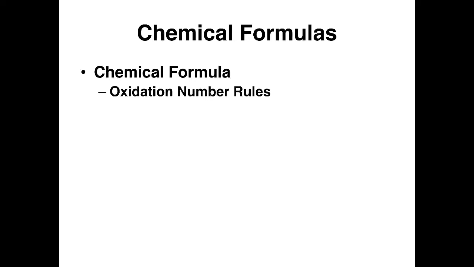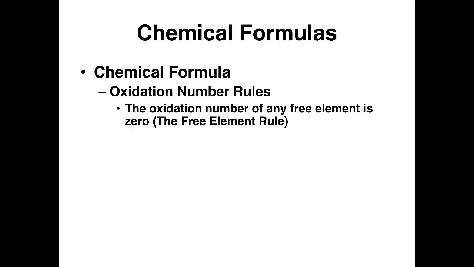Now, what are the rules for determining the oxidation number for any particular element in a compound? The oxidation number for any free element, that is an element that's by itself, like chlorine, iron, etc., is always 0, because you don't have to add or subtract any electrons in order to return it to its neutral state, because it's already in its neutral state. So the oxidation number of all elements is 0.